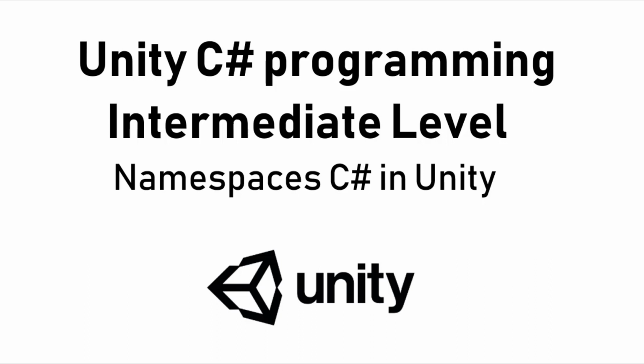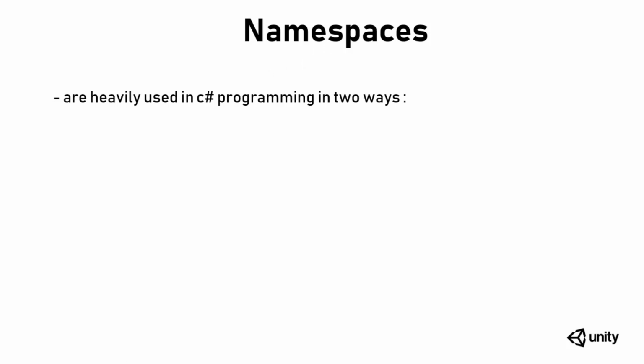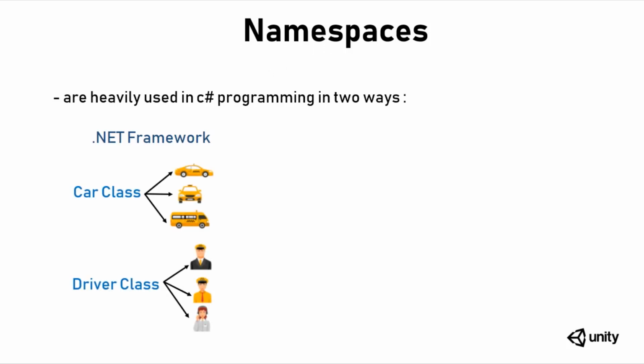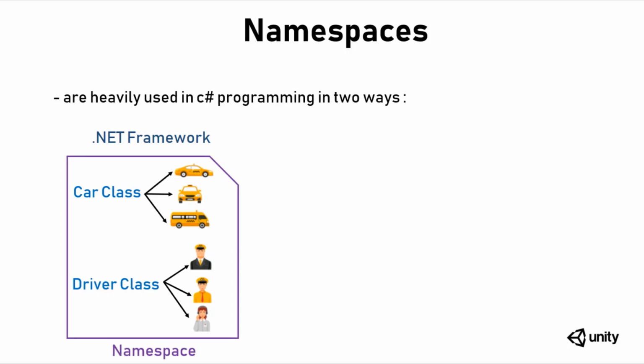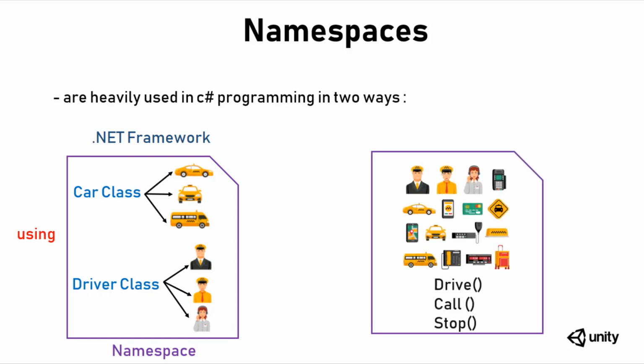In this last tutorial of this course, we're gonna cover namespaces. Namespaces are heavily used in C# programming in two ways. First, the .NET framework uses namespaces to organize its many classes. The using keyword is used so that the complete name is not required. Second, declaring your own namespaces can help you control the scope of the class and method names in larger programming projects. Using C#, we can create our own libraries.